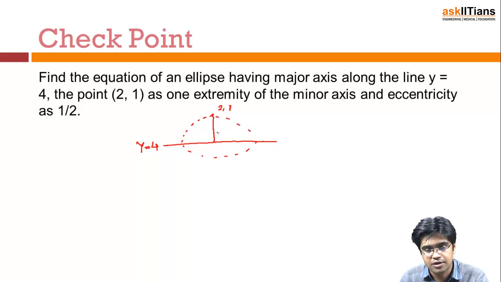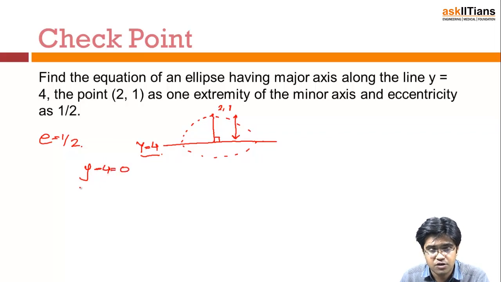This distance, the perpendicular distance from this point to this point, is your semi minor axis. Its eccentricity is given as 1 by 2. So we need to find the equation of the ellipse. Now in order to find the equation of the ellipse, we need to find a and b, and we know the relation of eccentricity. Now this point is 2 comma 1 and we have y equals 4. We know that the line y equals 4 and the minor axis are perpendicular. That means this perpendicular distance is your semi minor axis.